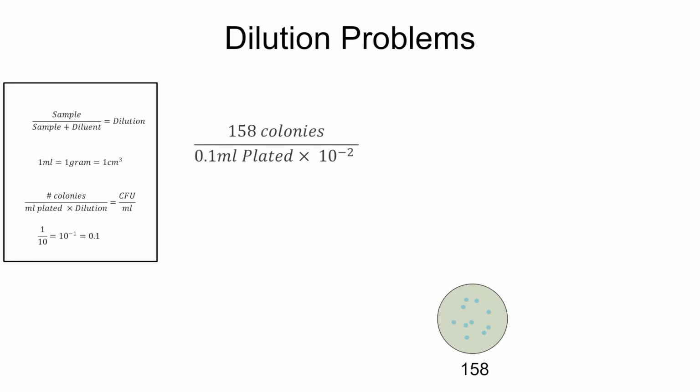We will then begin by doing the calculations for this. We have 158 colonies divided by the amount plated. In this case, it's 0.1 times 10 to the negative 2. Now, if you guys remember, 0.1 can also be represented as 10 to the negative 1. So 10 to the negative 1 times 10 to the negative 2 is 10 to the negative 3. When you divide by negative exponents, you just put them up on top as positive. So this becomes 158 times 10 to the 3.